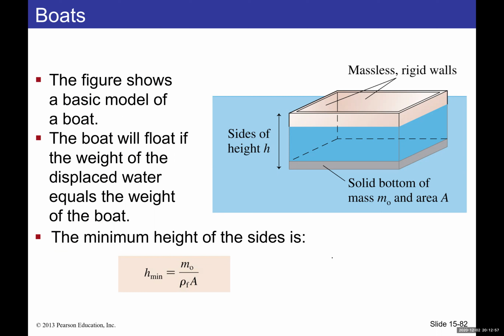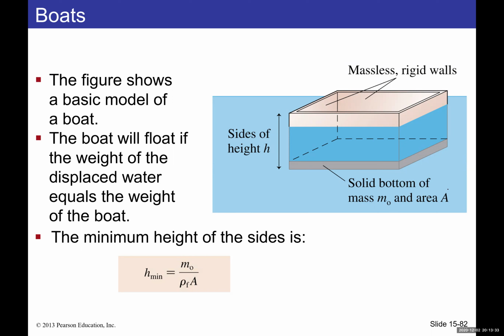Again, because if you're floating, then the buoyant force and the gravitational force are equal to one another. In this case, the boat will float if the weight of the displaced water, which is the buoyant force, remember, the buoyant force is always equal to the weight of the displaced water, equals the weight of the boat. Now, from here, we can look at a boat as a rectangle with sides of height h, and a solid bottom of mass m naught and area A.